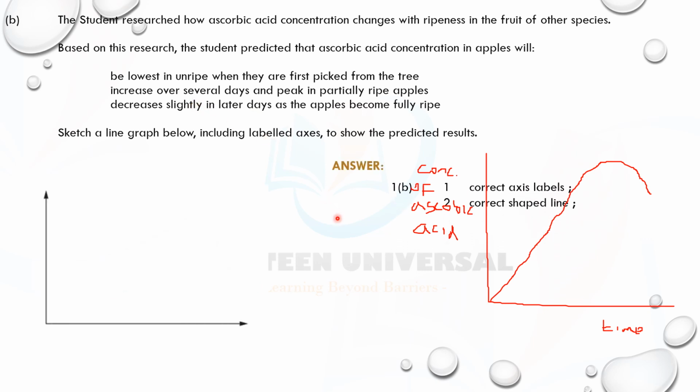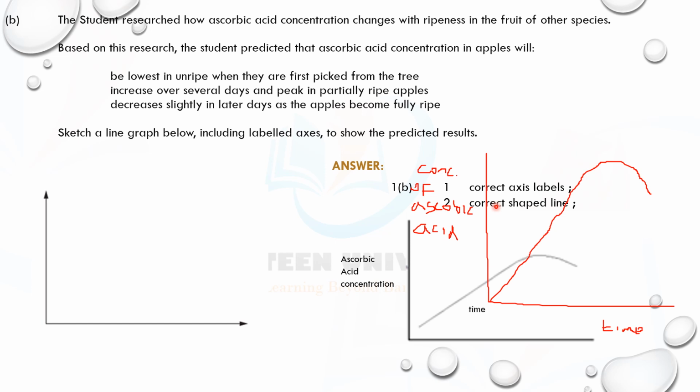So, answer: correct axis label. You must label the axis, one mark. Correct shape of line, one mark. All right, let's look at it. You see, ascorbic acid on the y-axis, because the dependent variable must be on the y-axis. Time should be down here. It's a mistake, should be here. This time should be here. So time is independent. Now you should also put, if we are given a unit, the unit should be attached to this. This is days attached to it. All right, just 2 marks.